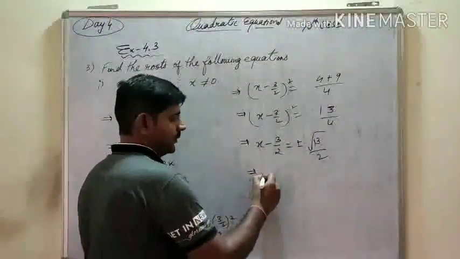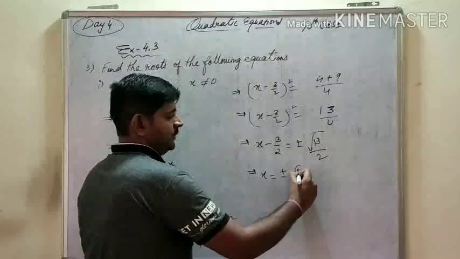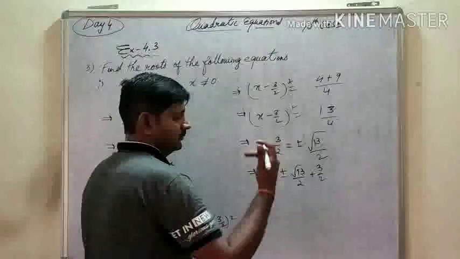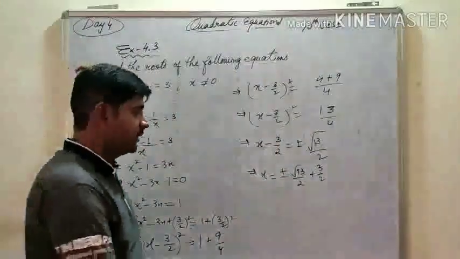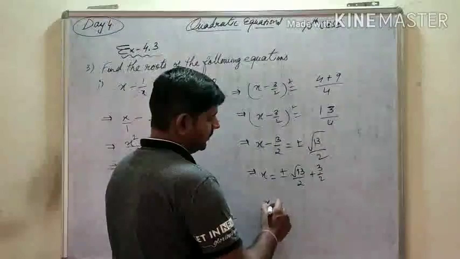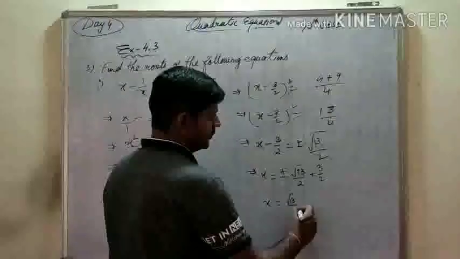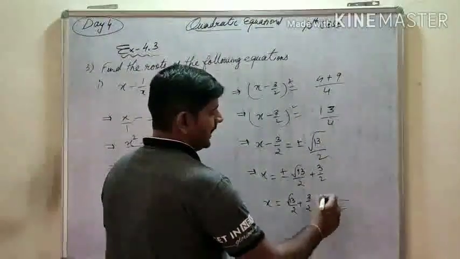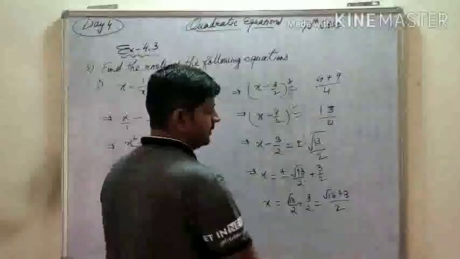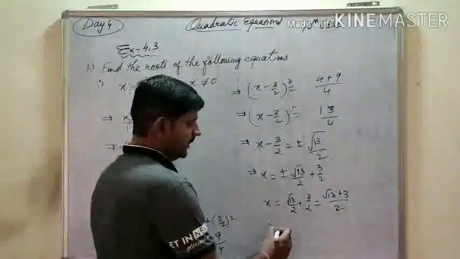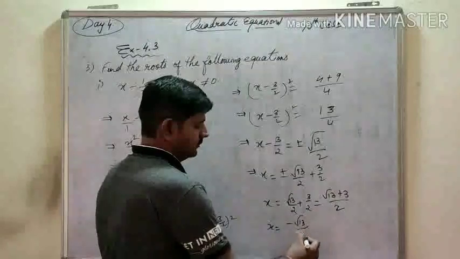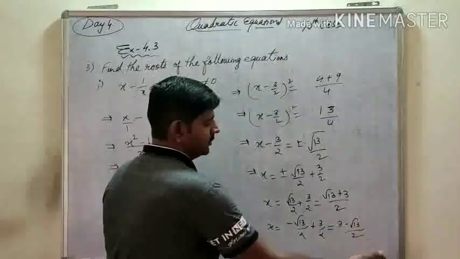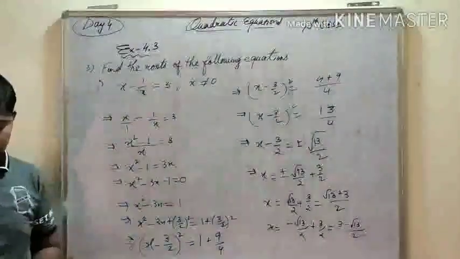Now first we will write addition, positive. We take positive, so root 13 upon 2 plus 3 upon 2, we take LCM, and root 13 plus 3 upon 2 will be there. If we take negative, there will be 3 minus root 13 upon 2. This is the answer. Both are correct. Please write it down.